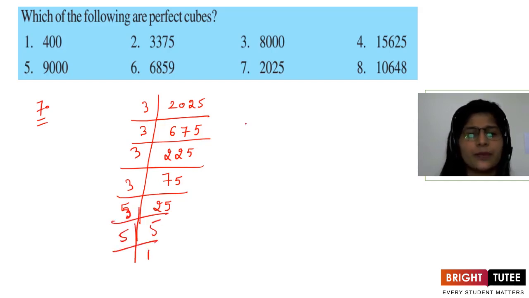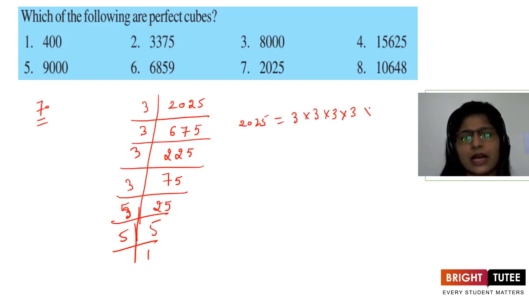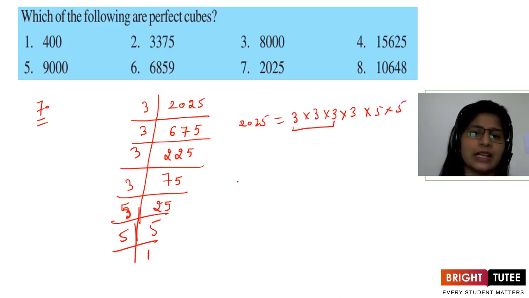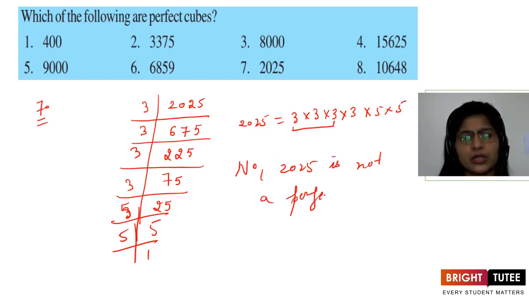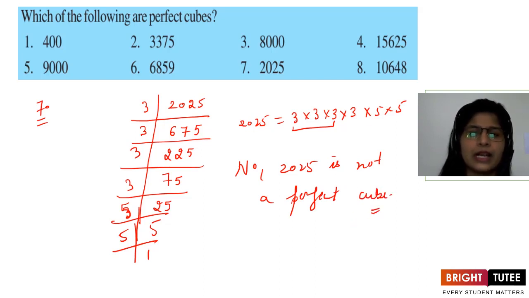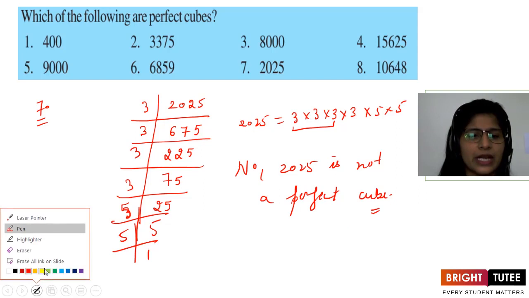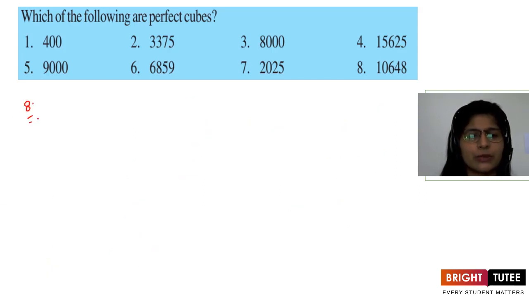So we see 2025 is written as 3 coming up 4 times and 5 coming up 2 times. So only one triplet is formed. The rest are left, right? We are not able to form the triplet in them. So we say no, 2025 is not a perfect cube. Clear? Now the last part, which is question number 8, let's try that also in a similar way.